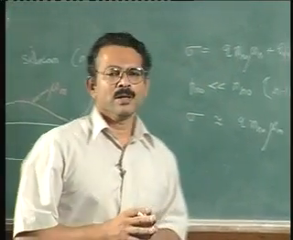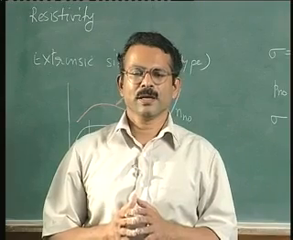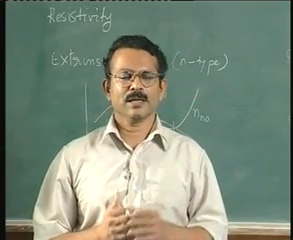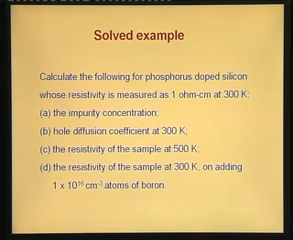Now it is time to consider a solved example to illustrate some of the ideas and to also show how formulae can be used to make calculations. The example is, calculate the following for phosphorus doped silicon whose resistivity is measured as 1 ohm centimeter at 300 K.